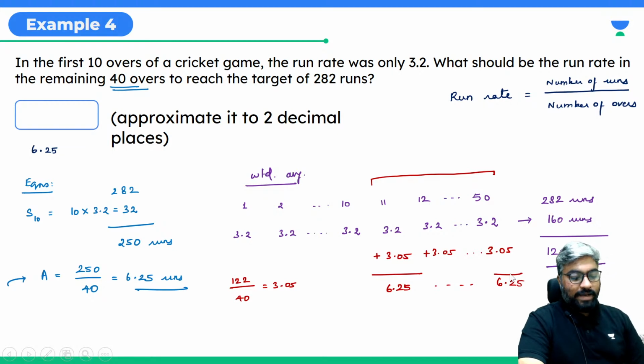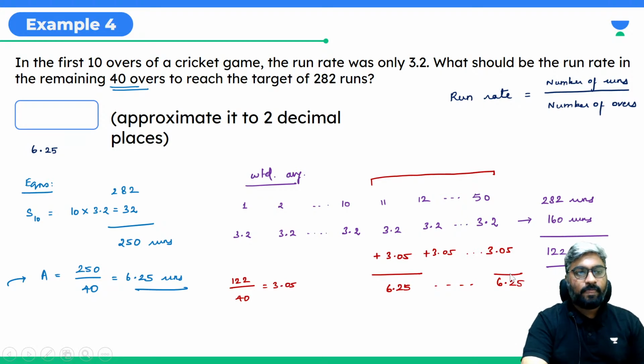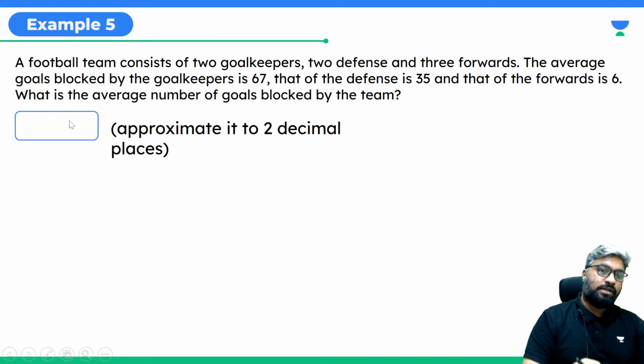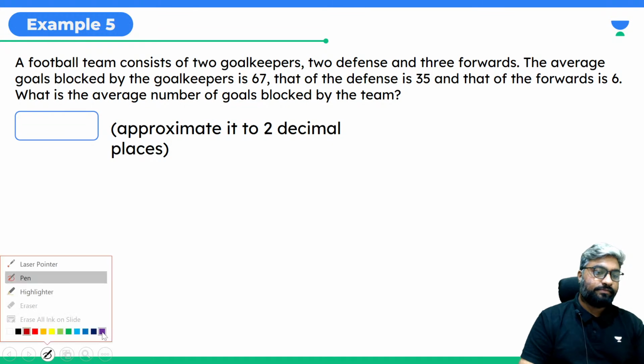So for this question, weighted average is not a very good idea. Correct? Weighted average is not the best way of solving it, but equations worked faster. Cool. Done, guys. So what's the answer to this? 6.25 runs. Try the next question.